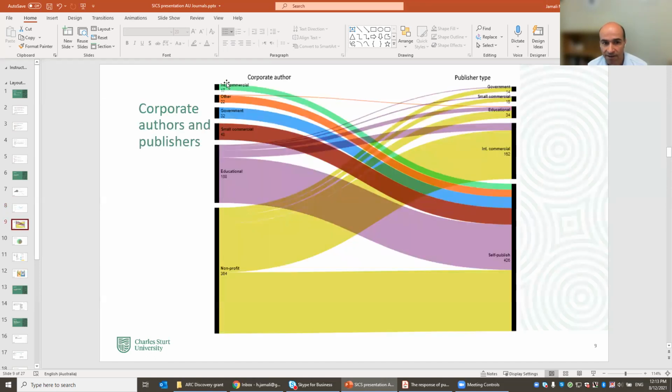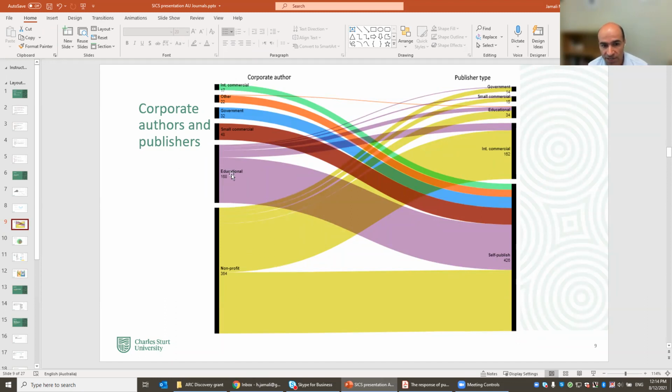When you look at how they are published, you can see in this graph that for journals that belong to non-profit organizations, about half of them are self-published, which means that the society itself is publishing the journal. But a good number of them, in this line here, 162 of them, the society or the association or that non-profit organization has outsourced the publication to a large international commercial publisher, such as Taylor and Francis, or Elsevier, or Sage, Wiley, and Blackwell, and so on.